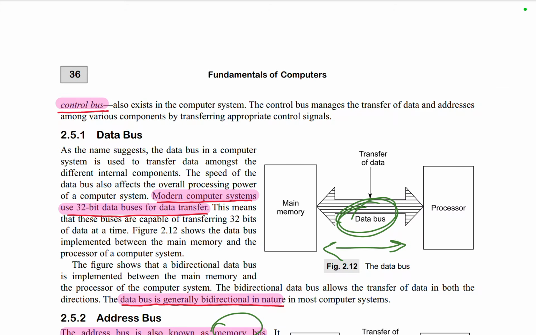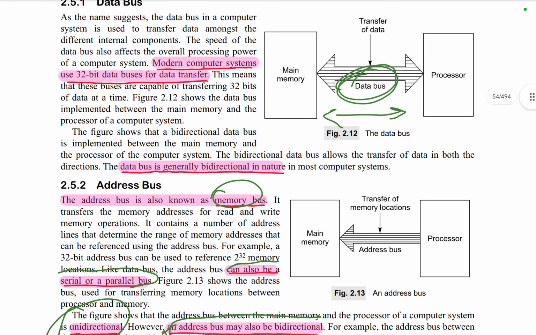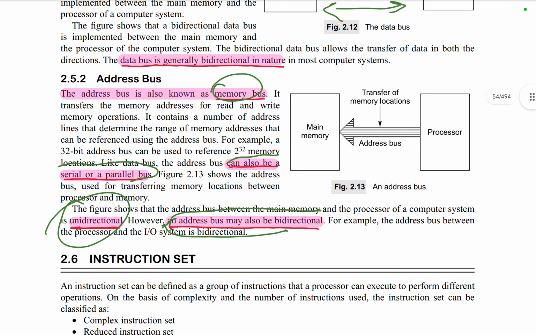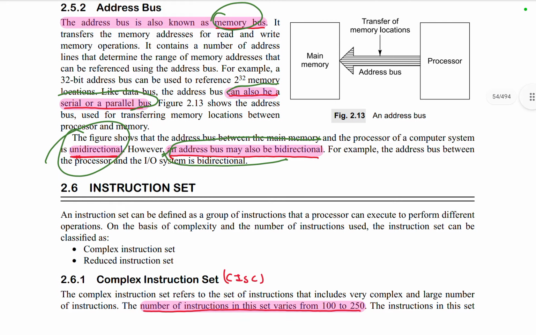Modern computer systems use 32-bit data buses for data transfer. Data bus is generally bidirectional in nature, transferring data between main memory and processor. Address bus is also known as memory bus. It can also be a serial or parallel bus. It is unidirectional, though an address bus may also be bidirectional. It transfers the memory location from the processor to main memory.